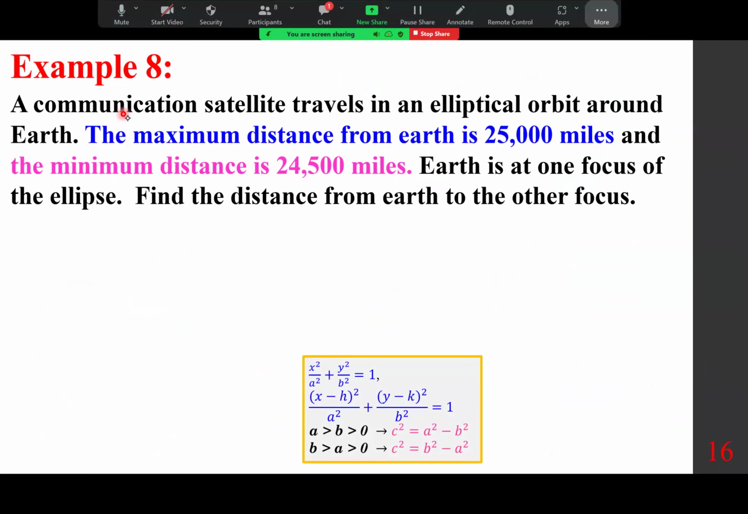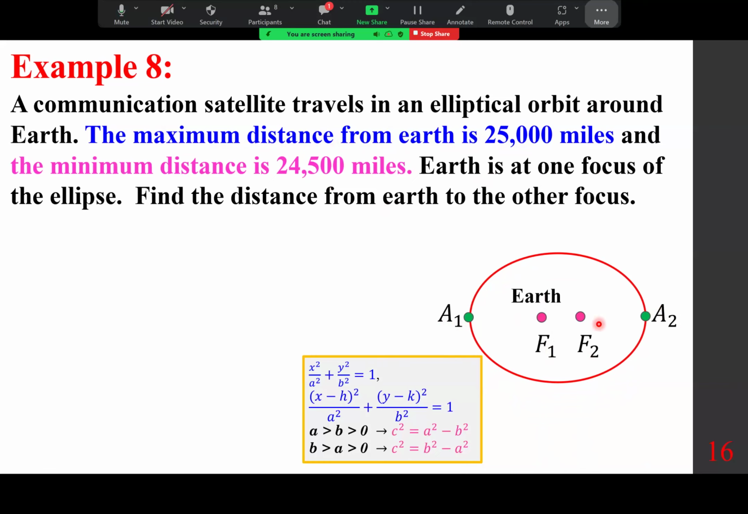A communication satellite travels, we are looking at an application, in an elliptical orbit around the Earth. The maximum distance from Earth is 25,000 miles, and the minimum distance is 24,500. Earth is at one focus of the ellipse. Find the distance from Earth to the other focus. So let's look at the situation, everybody. Here's the ellipse. A1, A2, the furthest from each other. Focus 1, focus 2.